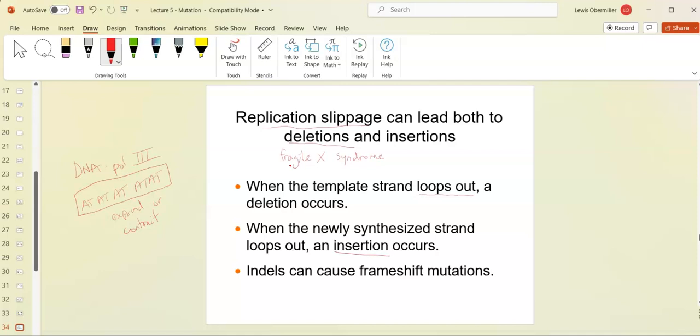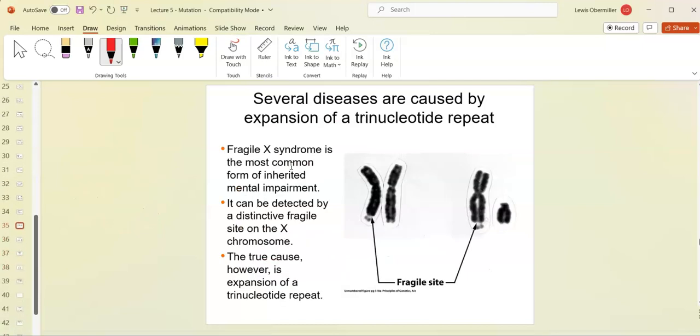I don't really care that you know that. I just want you to know that the repetitive elements cause DNA replication to slip. The polymerase slips, and that can create either insertions or deletions. And remember, insertions and deletions are called indels, and indels cause frame mutations, which are really bad. You don't want those. Okay, here's Fragile X.